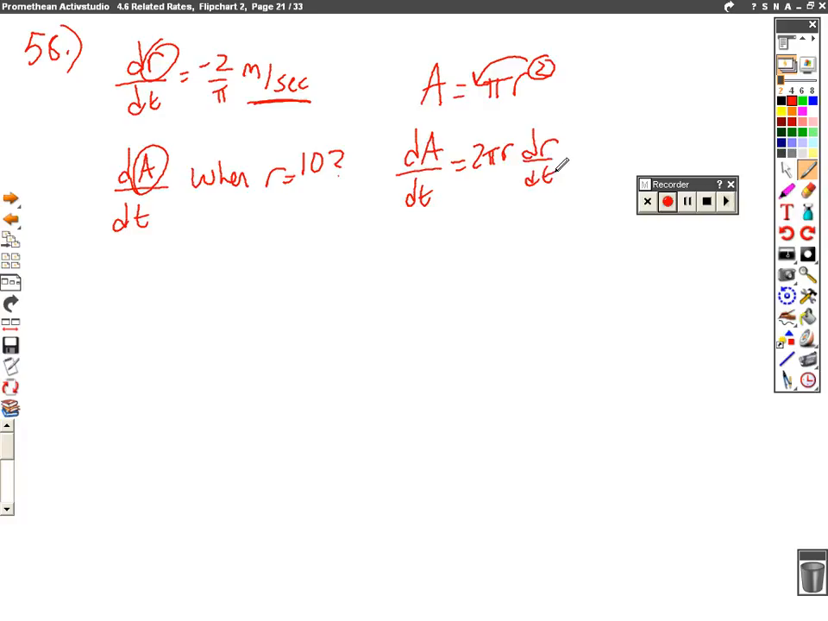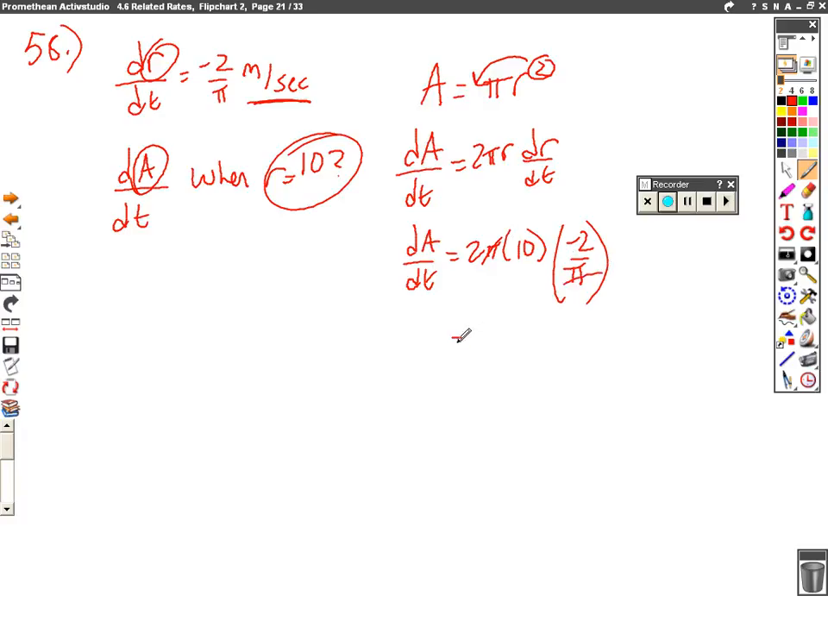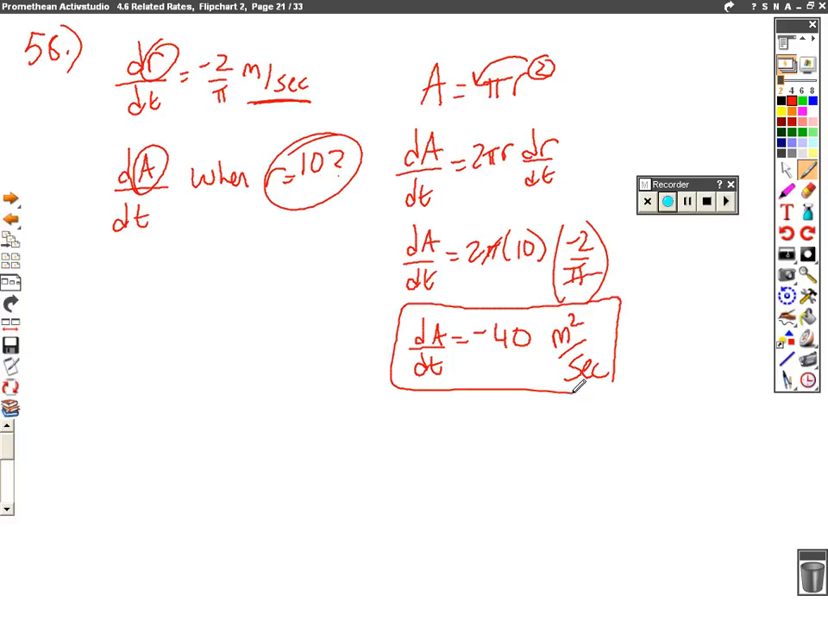And then we plug everything else in. dA/dt, which is what we're looking for, equals 2 pi r, and they want to know when r is 10, so we have 10. dr/dt is -2 over pi. Let's cancel what we can. Pi and pi cancel, and 2 times 10 times -2 is, I believe, -40 for dA/dt. We need to put some units on this. Radius was meters per second, but it's area, so it's meters squared per second, which tells us that the area is decreasing at 40 meters squared per second.